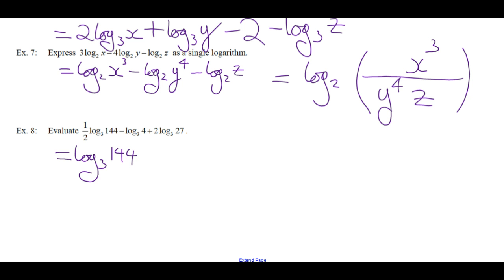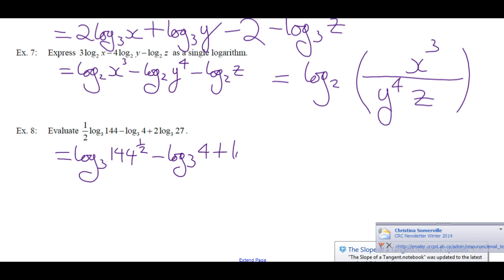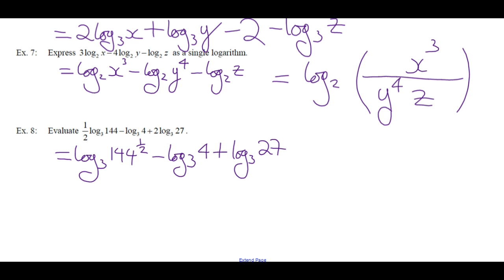So Rebecca, where's the half go? So where's the half go? Exponent. Where's the 2 go? Where's 2 go? Exponent. What's 144 to the half? 12.